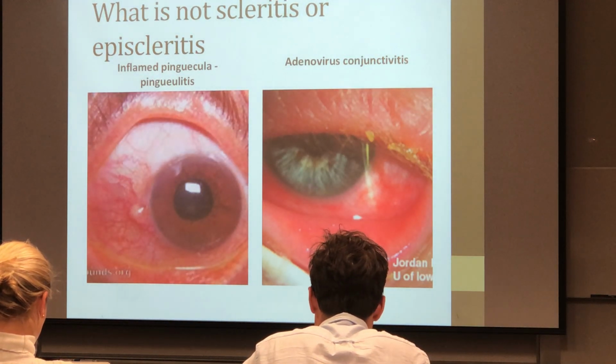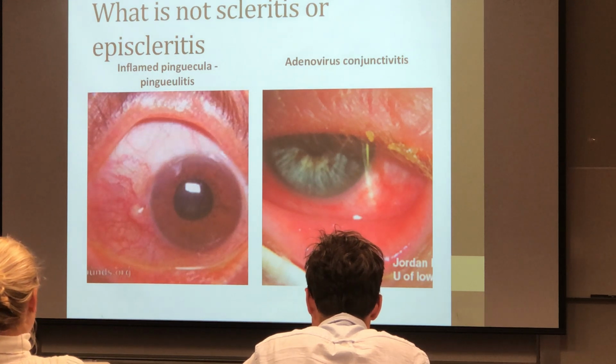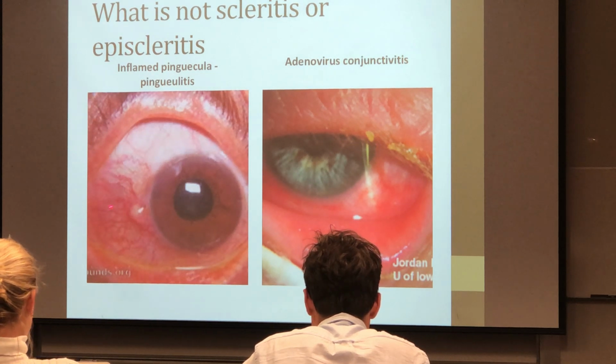Now, what is not scleritis or episcleritis? Well, often you will see patients with a pinguecula, and sometimes we call that pingueculitis. That's not a true episcleritis. And of course, in the differential of patients with a red eye, you see patients with adenoviral conjunctivitis, with inflamed tarsoconjunctival vessels.